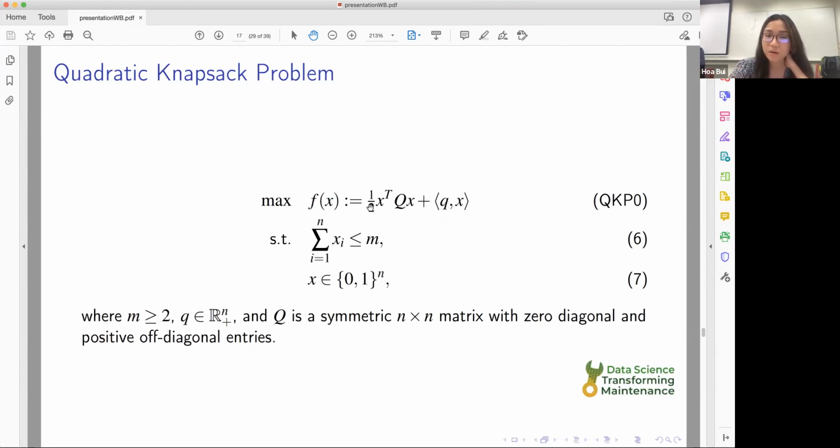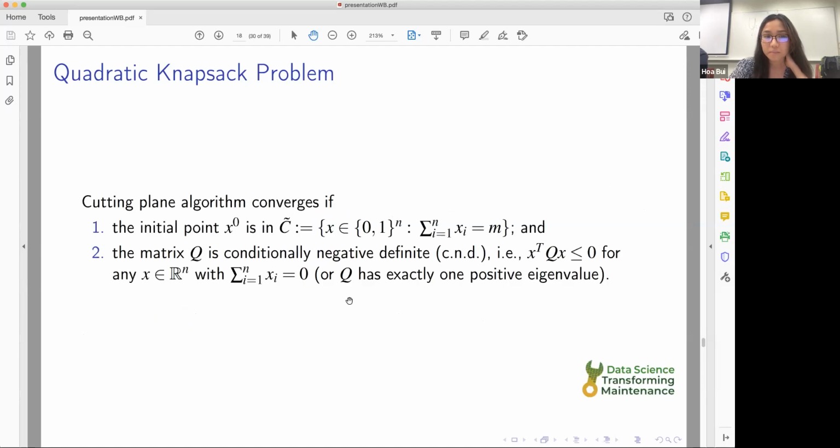So the problem we consider is the quadratic problem with the knapsack conditions, where Q is a symmetric matrix with 0 diagonal, which means that it has both positive and negative eigenvalues. So it's not convex or concave. But the cutting plane algorithm will still converge if your initial point is still a full knapsack, and Q is conditionally negative definite, which means that this is concave over this hyperplane. In other words, Q has exactly one positive eigenvalue, then the cutting plane algorithm converges.